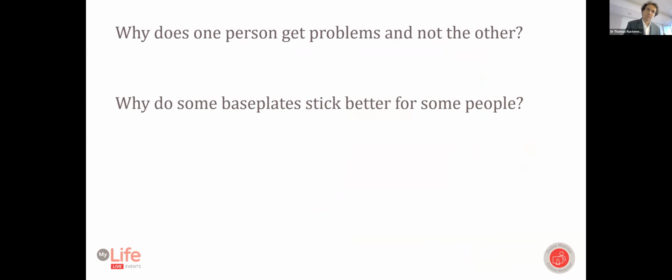So why do some people get these problems and others not? Or why do some base plates stick better? It's also a question from the chat. In some people, we have to go to the person, and the soil as an example. Some soil can take up more water and will stay wet for a longer period of time than others. Others have very dry soil, dry skin, very easily. So after a shorter period of time, they get irritation.